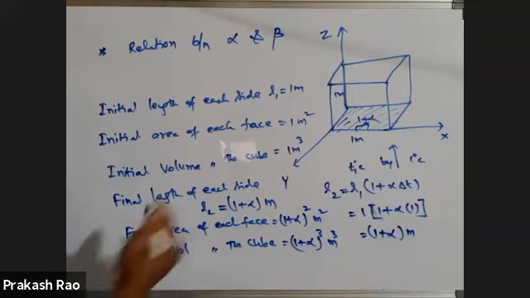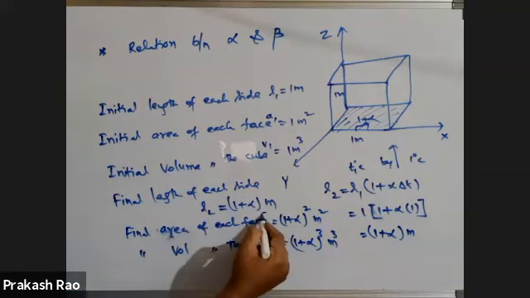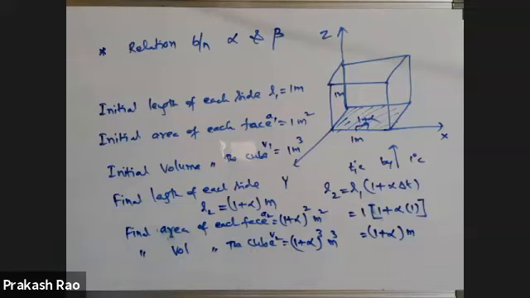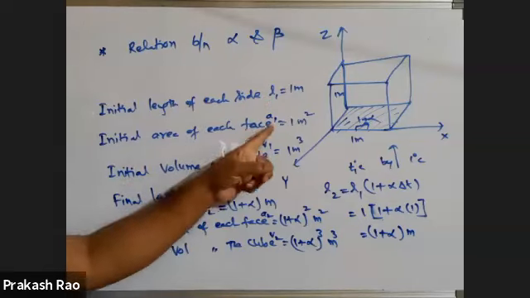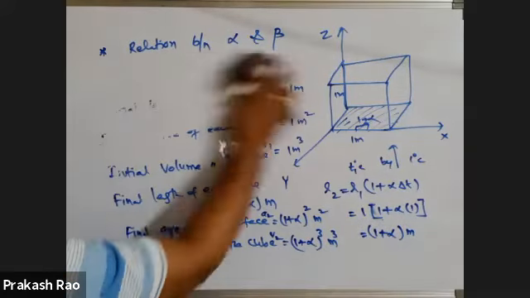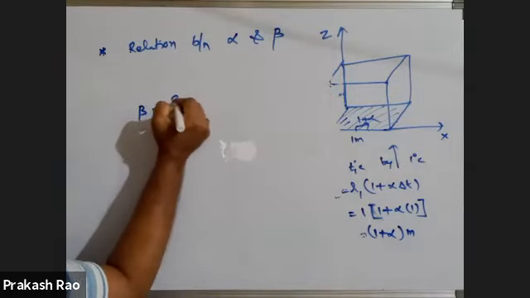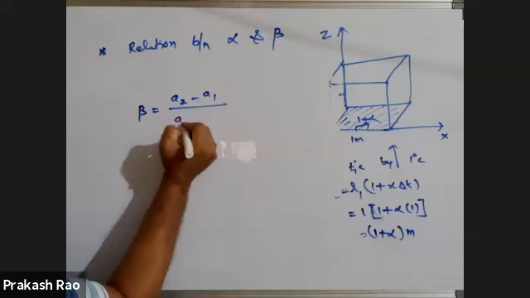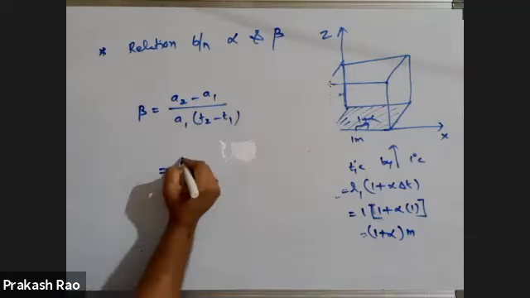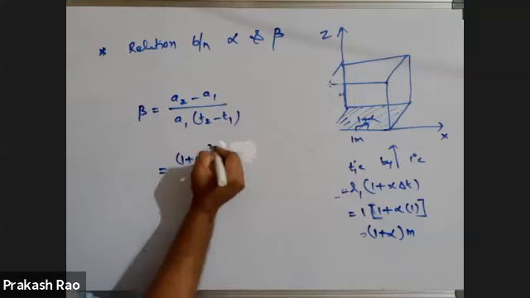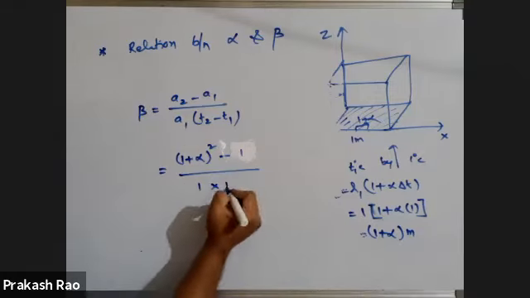What is my definition? This is L1, this is A1, this is V1, this is L2, this is A2, this is V2. Because final length, final area, final volume, initial length, initial area, initial volume. So what is the definition of beta? The definition of beta is equal to (A2 minus A1) by A1 of (T2 minus T1). But in our problem, what is A2? A2 is nothing but (1 plus alpha) whole square. A1 is how much? 1. This is 1. T2 minus T1 is also 1.